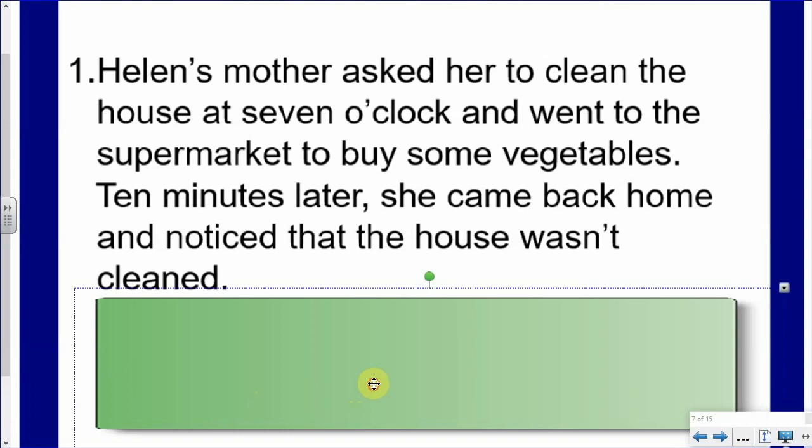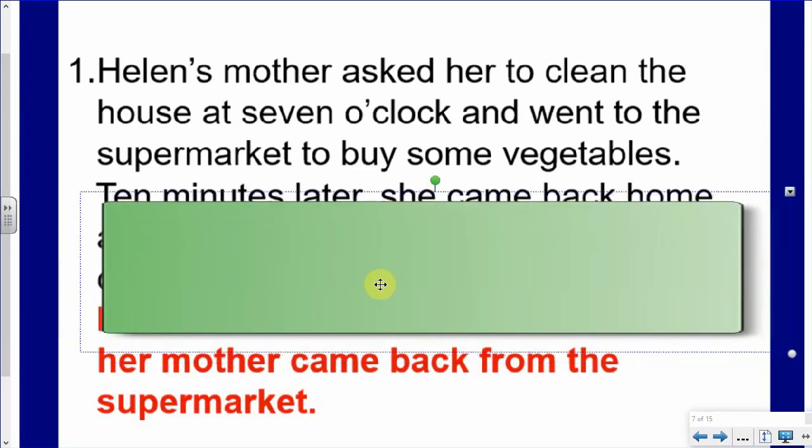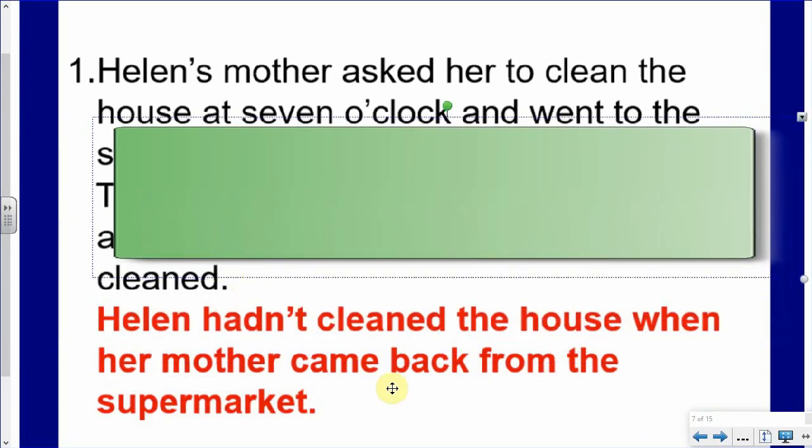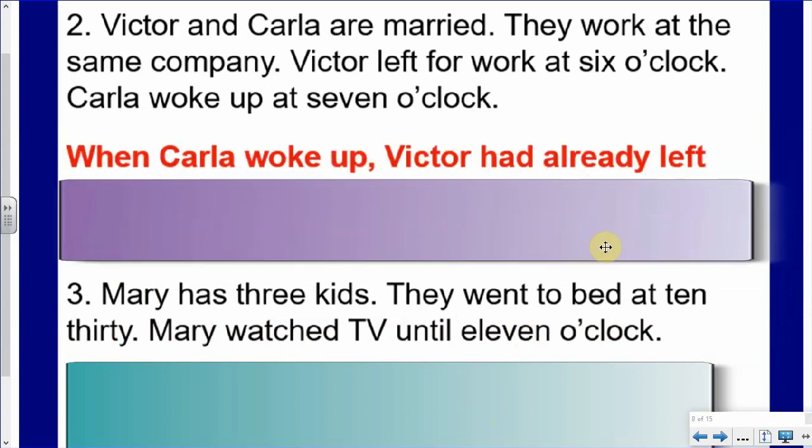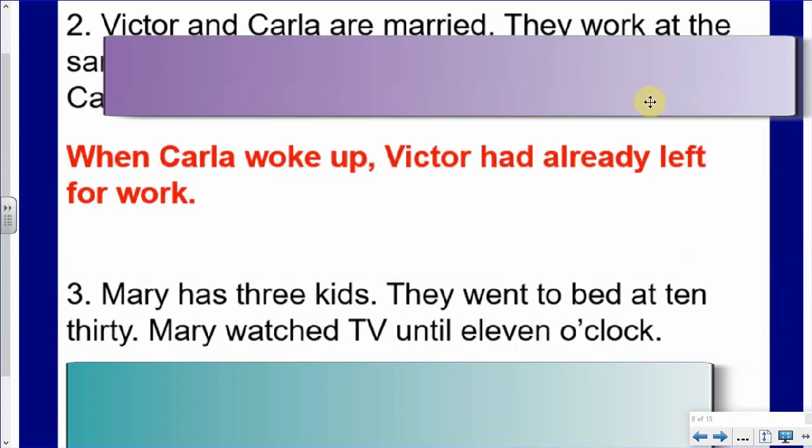So a good sentence here would be, Helen hadn't cleaned the house when her mother came back from the supermarket. Now look at these two, read the information and try and form two good sentences with the past perfect for the information here. So for the first one, we can say, when Carla woke up, Victor had already left for work.